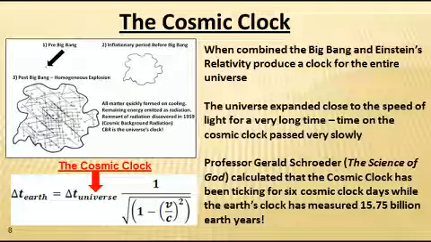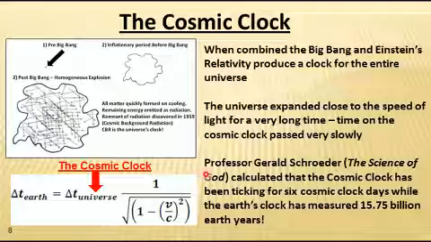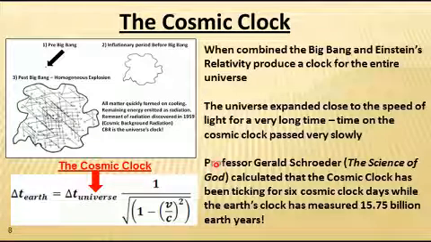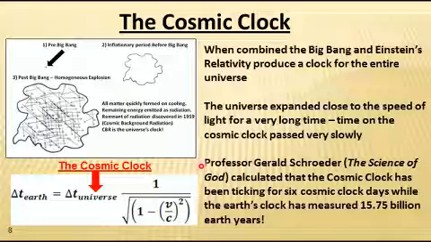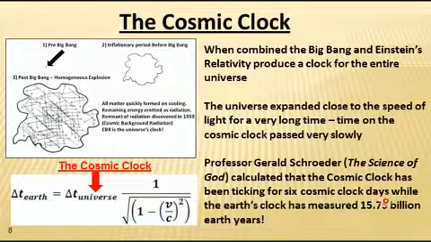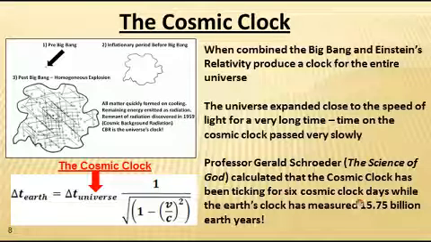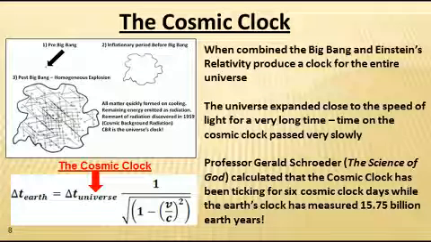Now, a nuclear physicist and now a rabbi, Professor Gerald Schroeder, had all the information needed to put these two pieces of science together. He was a nuclear physicist and he is an Old Testament rabbi. What he did is he calculated that the cosmic clock has been ticking, believe it or not, for about 6 cosmic clock days, whereas he calculated that the Earth's clock has been running for about 15.75 billion years.